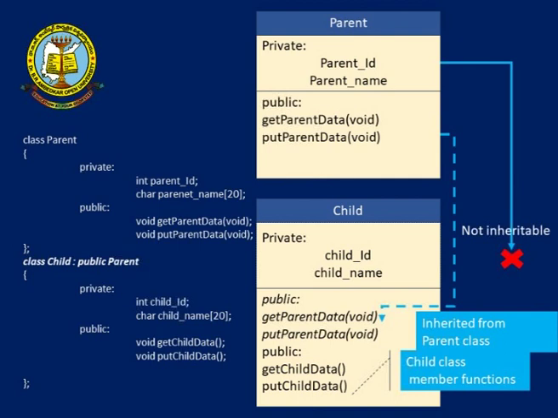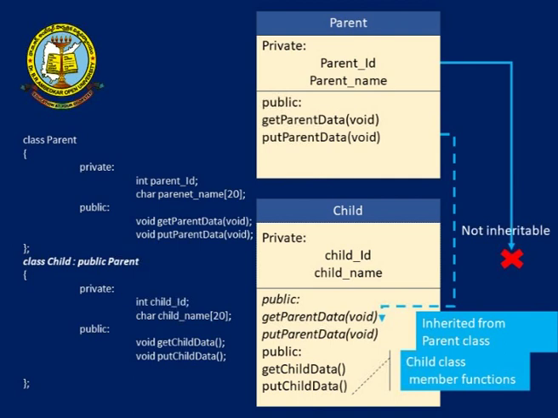The private members are not inheritable, and you can see them in the image. See, the private members are not inheritable, and even if you try to access them in the child class, they are not inheritable and they are not visible.